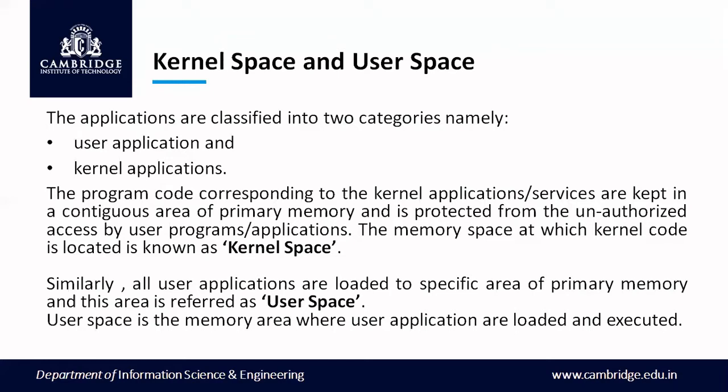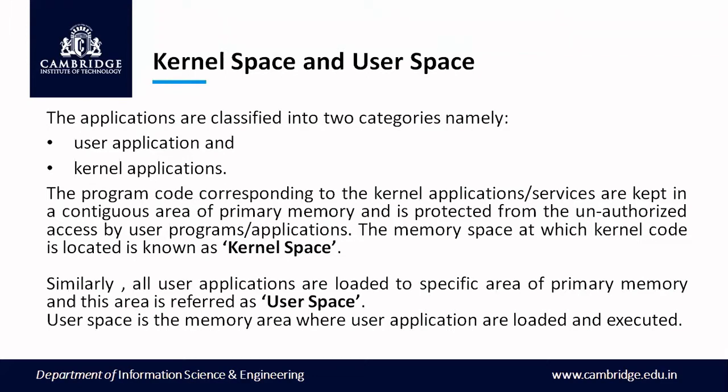Whatever applications the user uses, the code or program you write for that particular application to run, that kind of user applications are loaded to a specific area of primary memory, and this area is referred to as user space. That is also available in your primary memory only. Some specific area is identified where you store your applications, and that is referred to as the user space. User space is nothing but the memory area where user applications are loaded and executed.